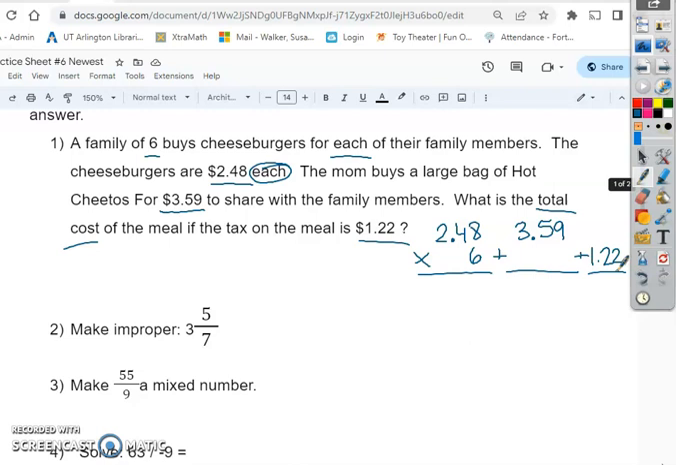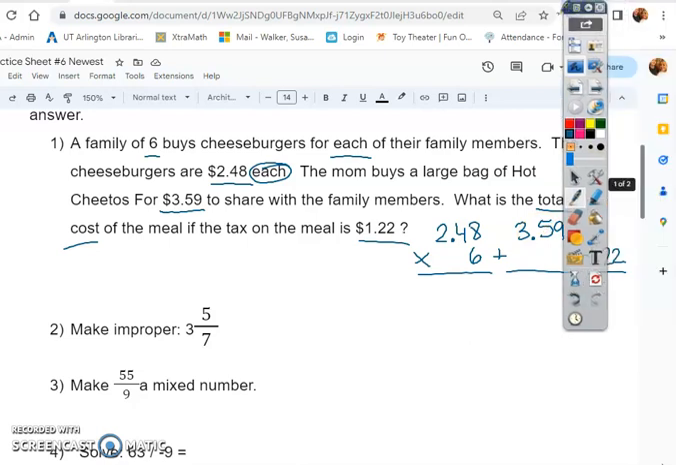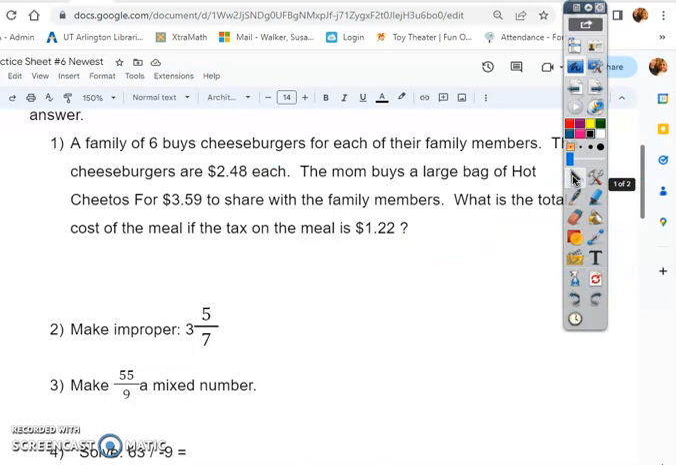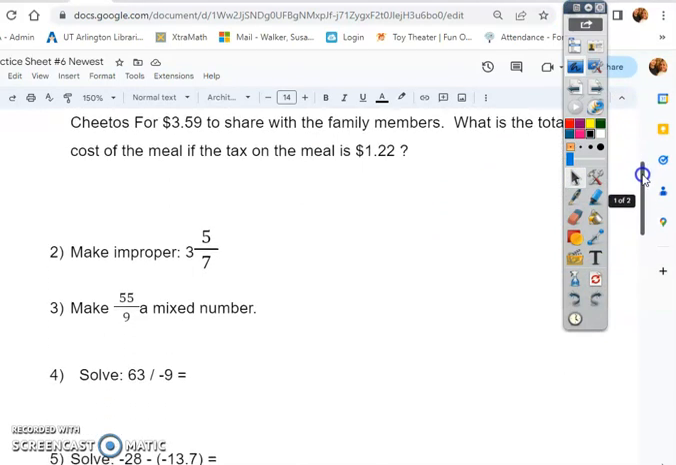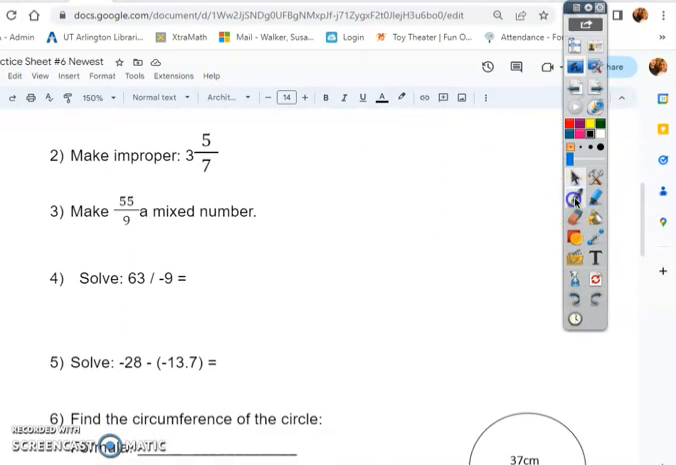Okay? So multiply to find the cost of the cheeseburgers. Add that to the cost of the hot Cheetos. And then add tax. Okay? Pretty straightforward. Something we should all understand how to do. Make sure your answer is reasonable.